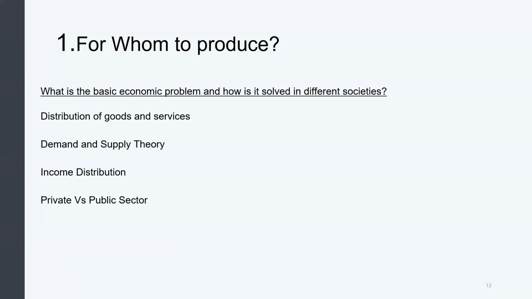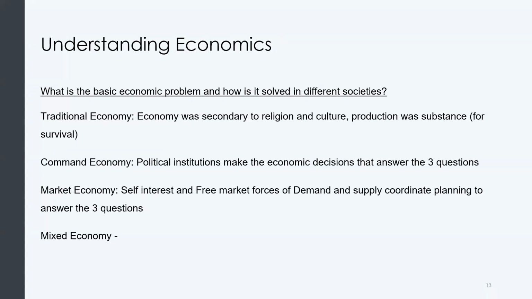Whoever wants them is going to buy them. So the decision of how to distribute is the last question, which is for whom are we producing? And that question is answered through the law of demand and supply that we're going to do later on. All right. So whenever we are in an economy, these 3 questions always need to be answered.